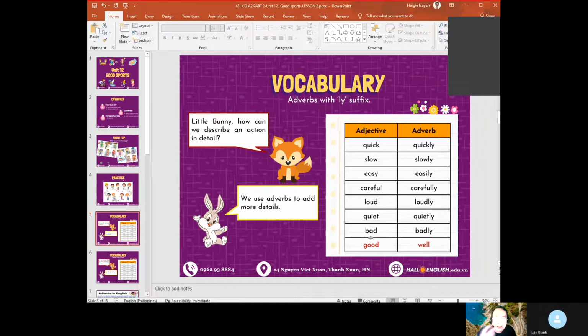Now, try to look at the following words. Quickly, slowly, easily, carefully, loudly, quietly, badly, and well. What have you observed with these words now, V? Now look at this one. Quick is also the same when we say quickly, right? But what's the difference between the two, V? What's the difference between the two?